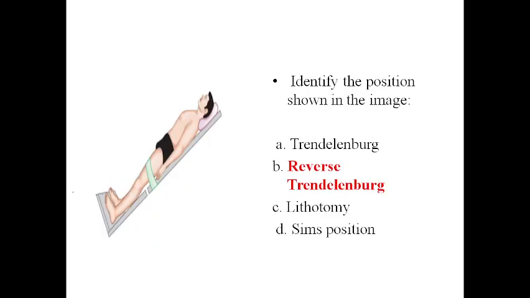Identify the position shown in the image. This position is the reverse Trendelenburg position. So what are the uses of the reverse Trendelenburg position? It is mainly used for neck and head surgery and gynecological procedures. Then when the patient is not able to prop up, we have to maintain this position for NG tube insertion and also NG tube feeding, and to improve surgical exposure of the prostate gland, minimally invasive glaucoma surgery, and intubation and extubation of the patients. These are the uses of the reverse Trendelenburg position.